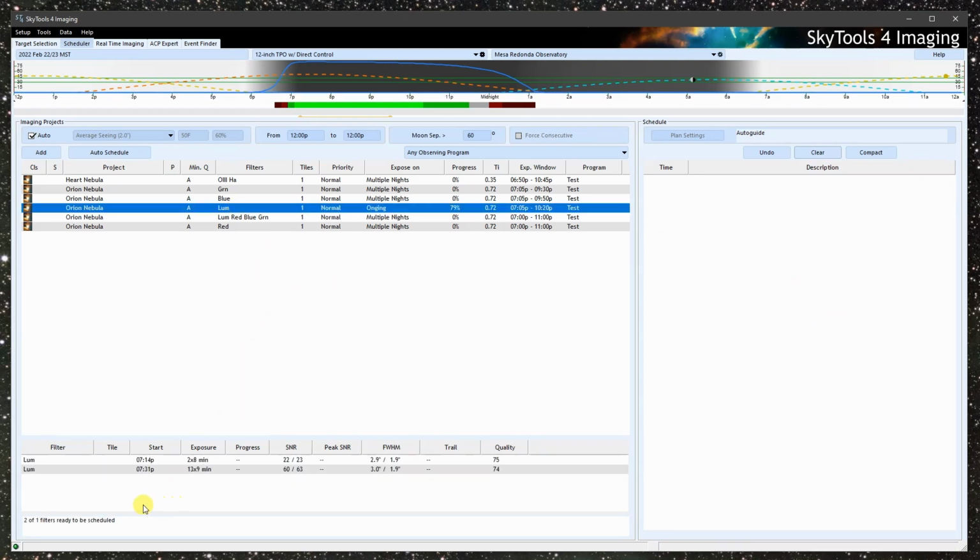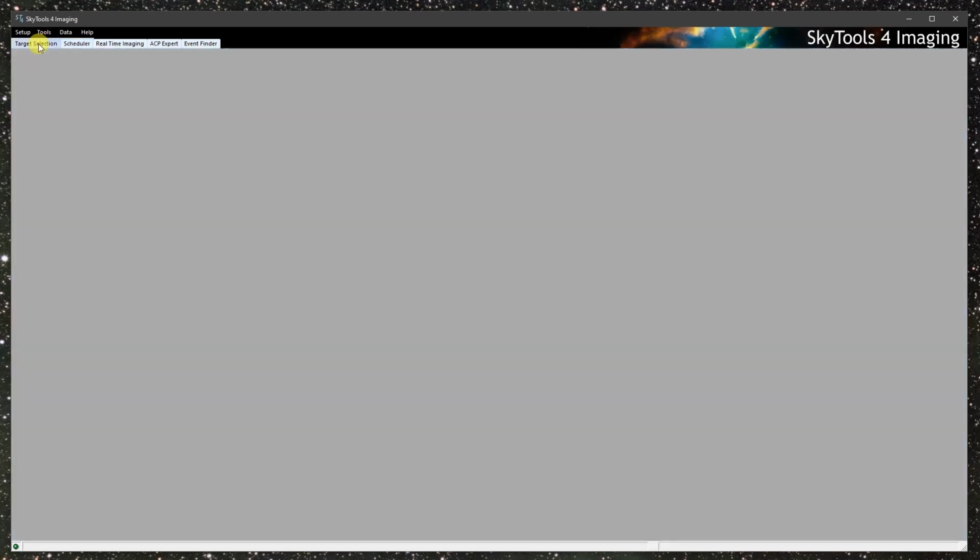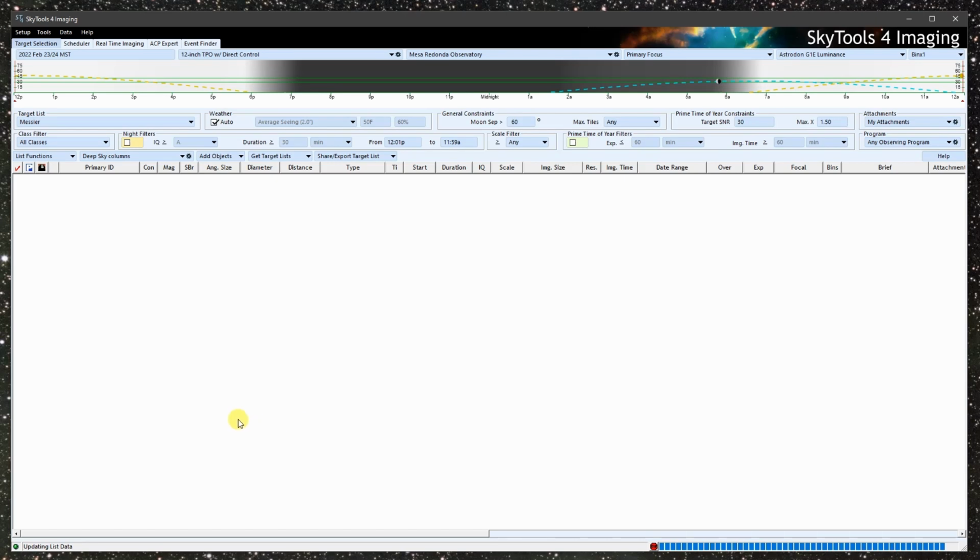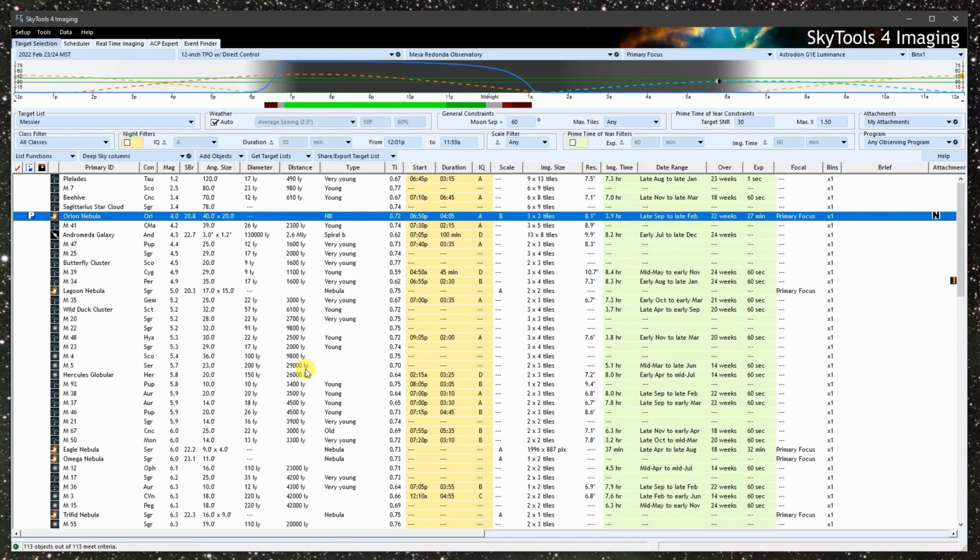Okay, well, let's look at this. The start time is 7:14 for the luminance filter. Let's go to the target selection tool, and here's the Orion Nebula. It shows it starting at 6:50. Why are those two numbers different?